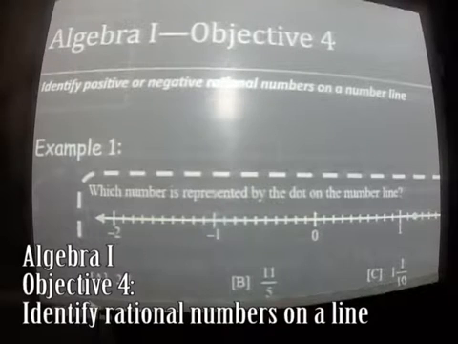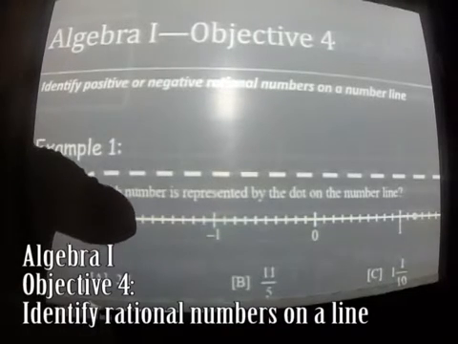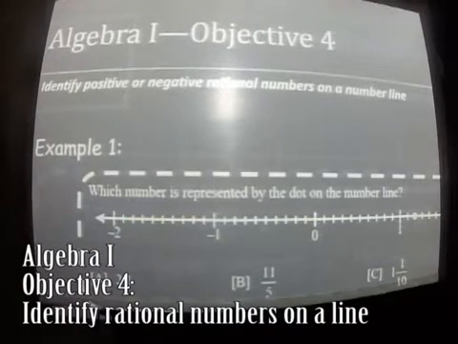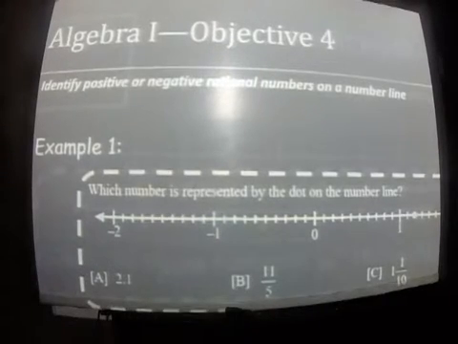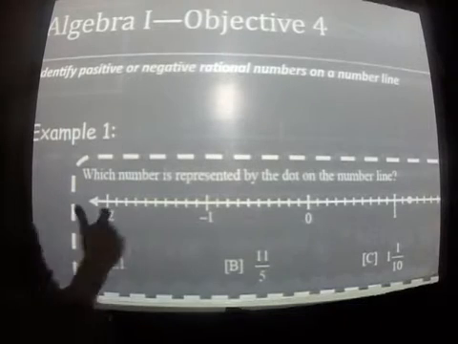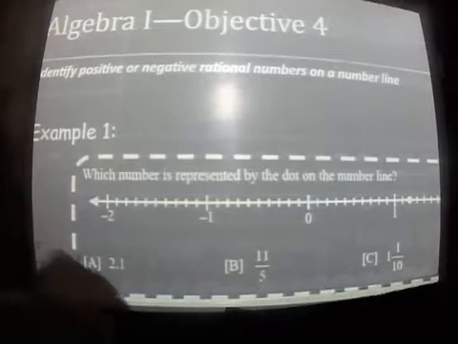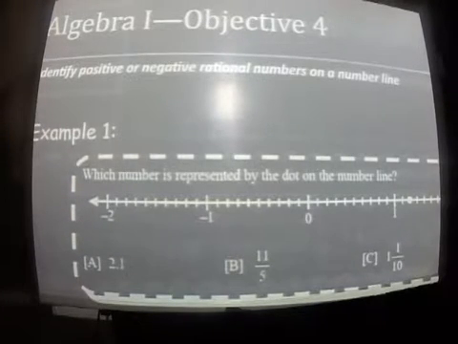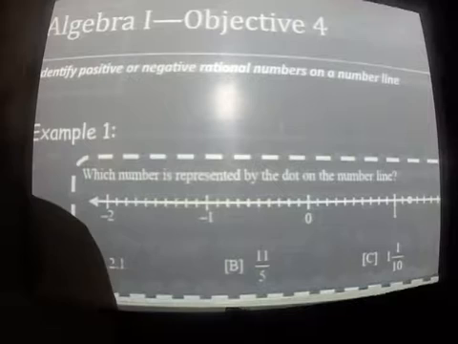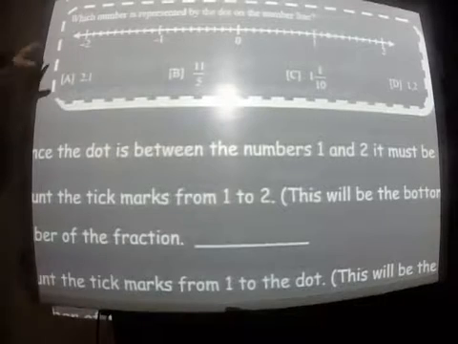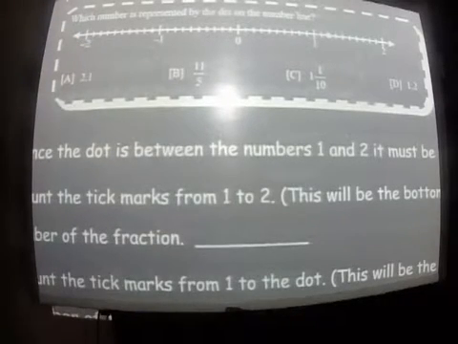This is kind of what we did a couple days ago with the fractions, but we've got 4 examples that we're going to do. Identify positive or negative rational numbers on a number line. What it means by rational numbers is we're going to be identifying fractions on the number line. What we didn't do the other day is negative fractions. So keep in mind the difference between positive and negative. It says, which number is represented by the dot on the line.